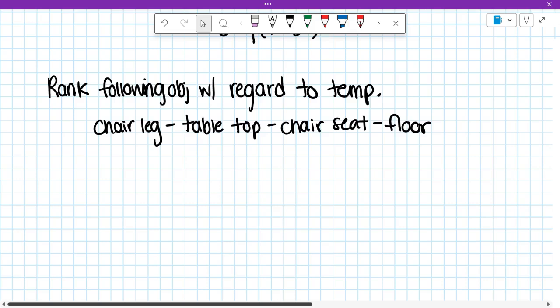Now, you probably felt these different things, and you said, well, the chair leg feels really cold, so that must be at the low end of temperature, and the chair seat feels hot, so that must be at the high end of temperature. You might have ranked them differently, but let's keep in mind, are they all in the same room?